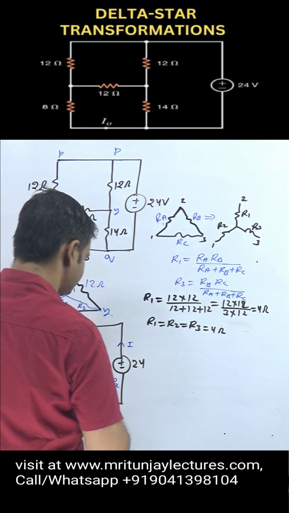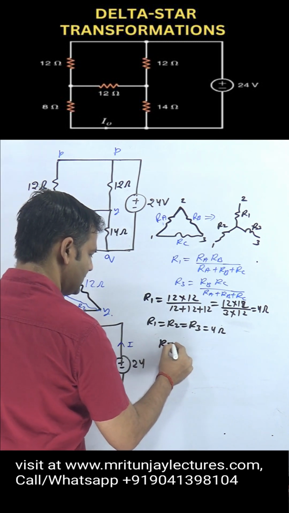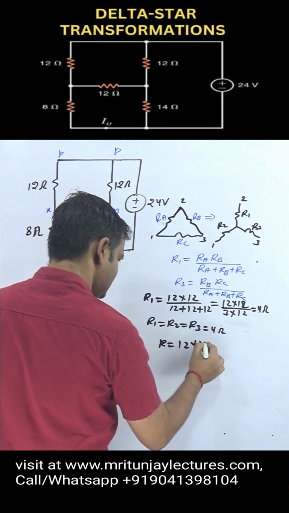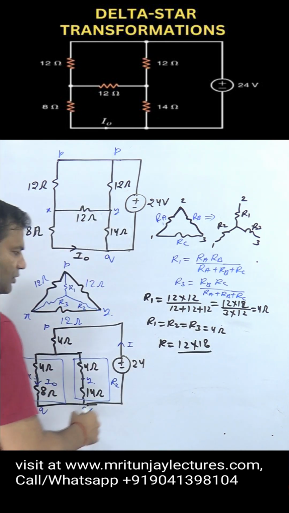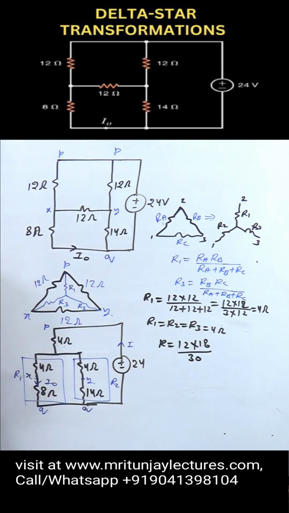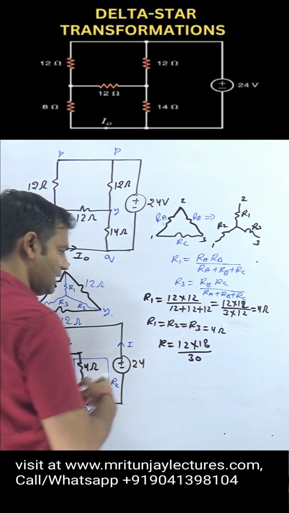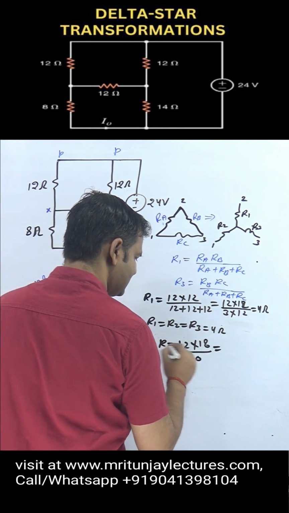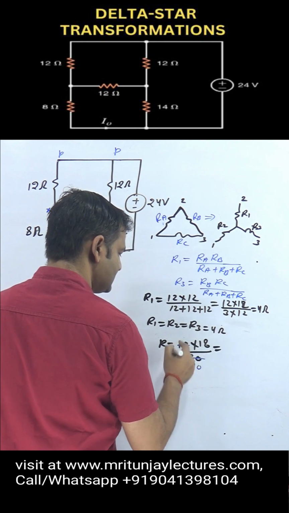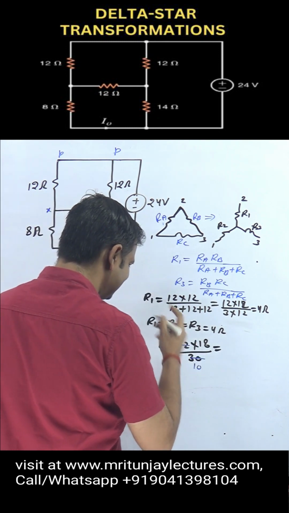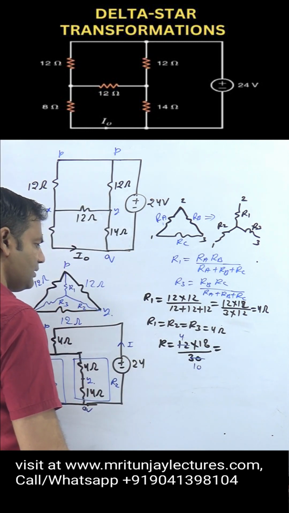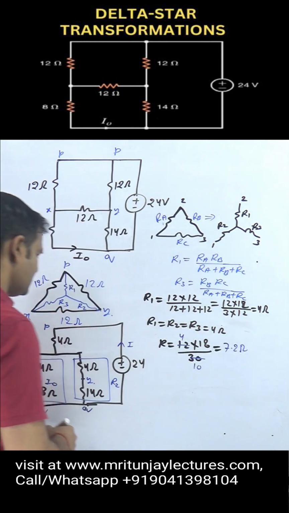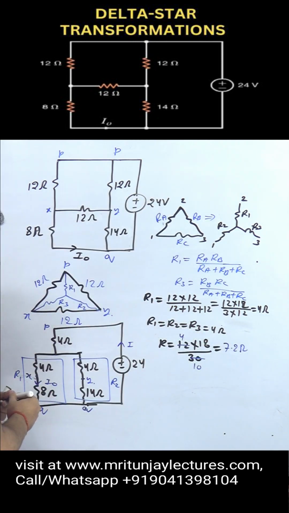So for the combination of these two, R is written as 12 into 18 divided by 30, since 12 plus 18 is 30. Now after solving, we get 7.2 ohm. Okay, 7.2 plus 4, we got how much?